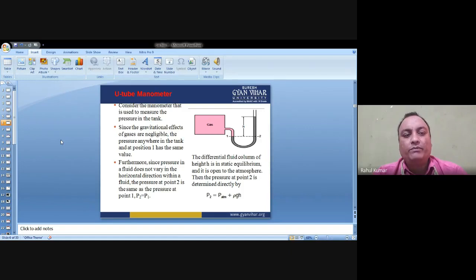But what is the value of P1 here? P1 is just this pressure, and P2 is the differential fluid column of height h. The height h is in static equilibrium and open to the atmosphere. Then the pressure at point 2 can be determined directly. This is P2 equals P atmosphere plus rho g h, right?